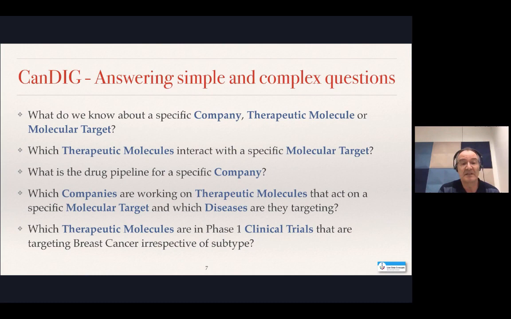Last example here, which therapeutic molecules are in a particular phase in the clinical trial that is targeting breast cancer, irrespective of a subtype. So there has to be an opportunity to consume taxonomies of a disease, for instance, to get to the right answer. So with all these questions in mind, I definitely wanted a flexible system.